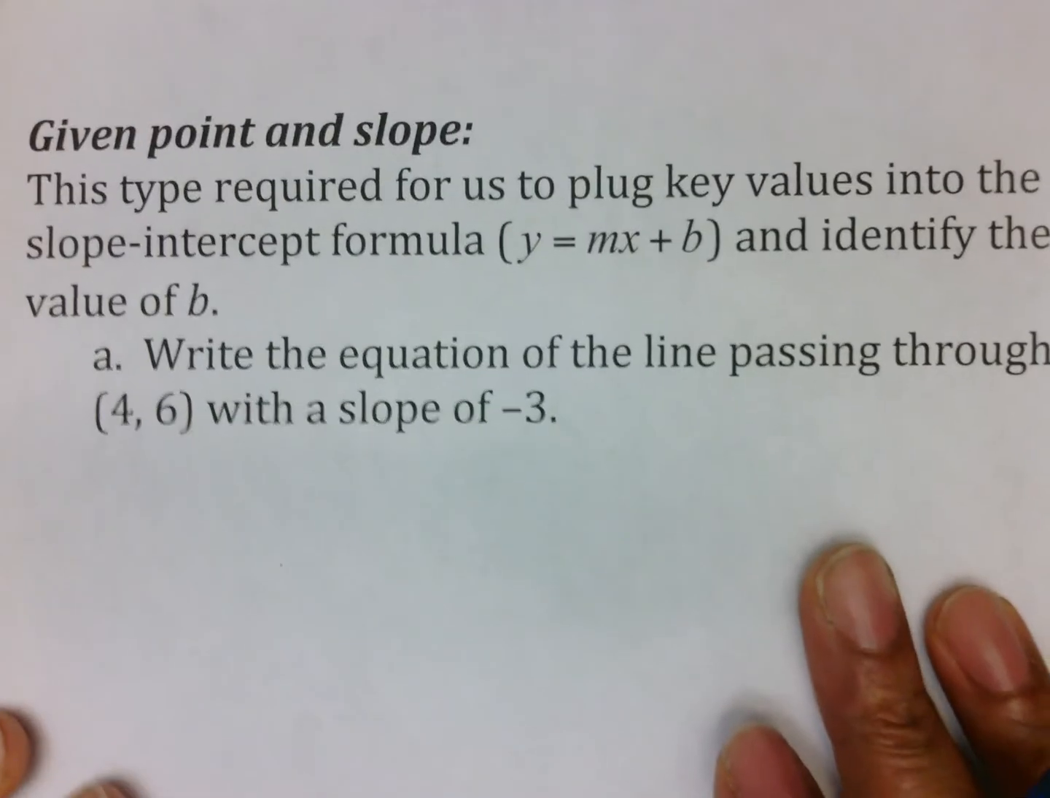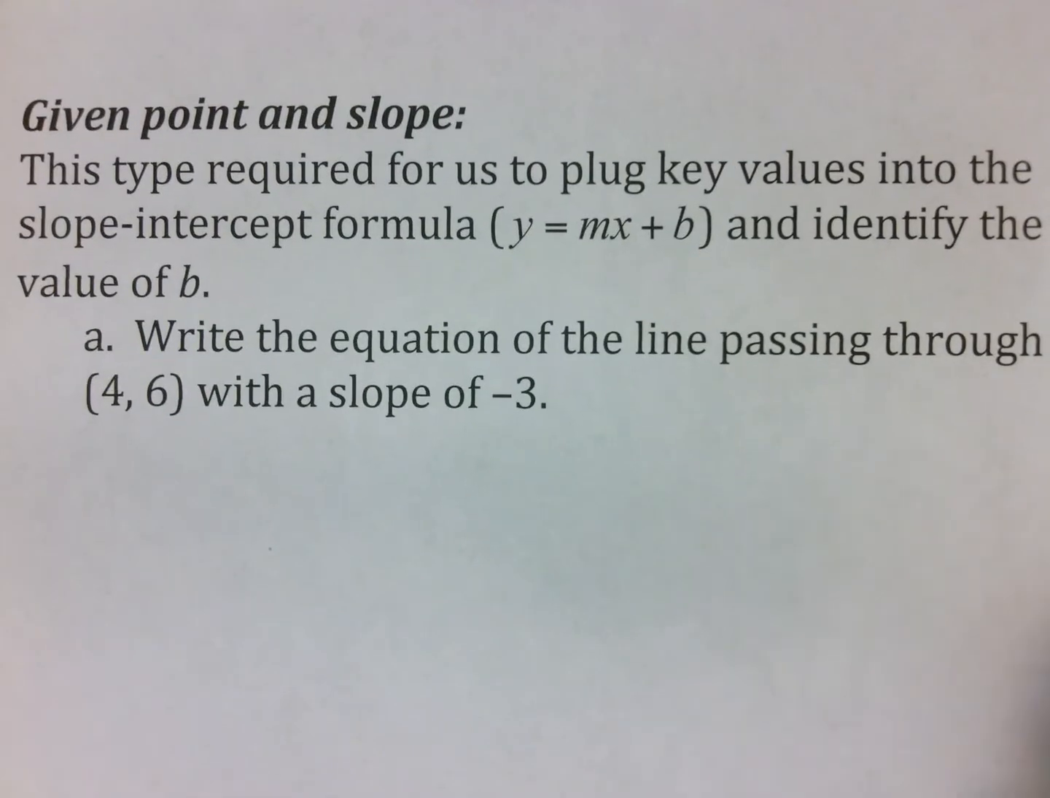Again, the tougher of these 2 today, which really isn't that tough because you know the algebra now, a lot of you know how to solve. It just gave us a point and the slope, and it required us to plug in key values to the slope-intercept formula, which was y equals mx plus b, and then identify the value of b. So we're going to look at a couple of these things, then we're going to do a couple of combination problems, and then we'll leave it behind.